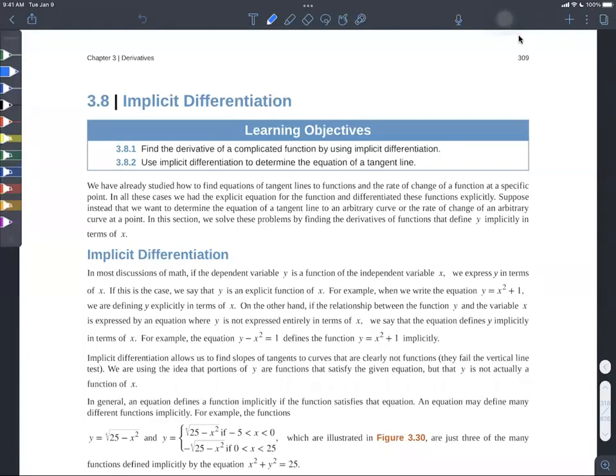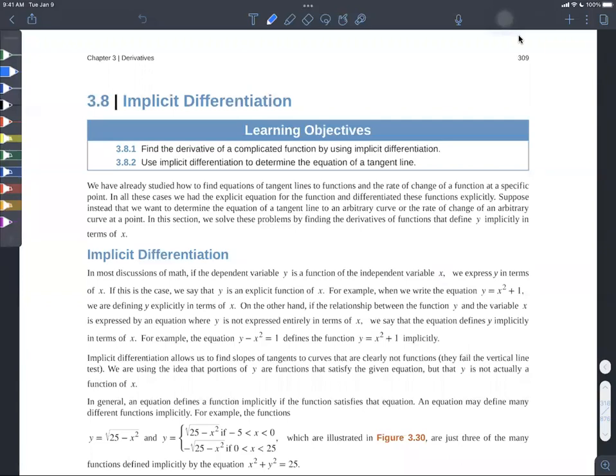All right, in this video, we are going to read section 3.8, which is on implicit differentiation. The learning objectives here are 3.8.1, find the derivative of a complicated function by using implicit differentiation, and 3.8.2, use implicit differentiation to determine the equation of a tangent line.